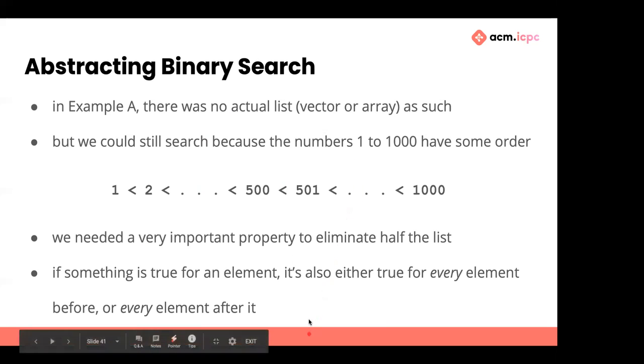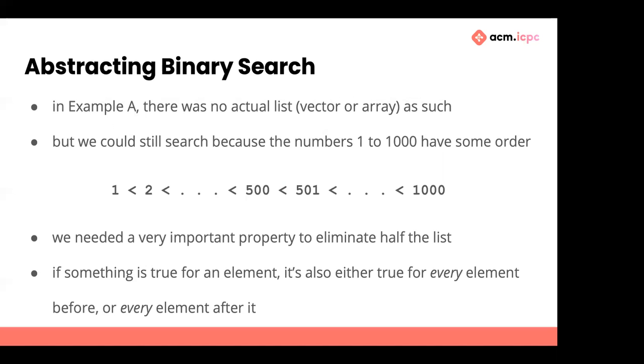And this actually leads us to an important property that we need to eliminate half the list. And that is the following. If something is true for an element, it is also either true for every element before or every element after it. For example, when we compared 278 to 500, since 500 is greater than 278, it is also true that any element after 500 is also greater than 278. So over here, our something is an inequality between the element that we guessed and 278. And if it's true for our guess, it ends up being true for any element after the guess as well, in terms of this order.